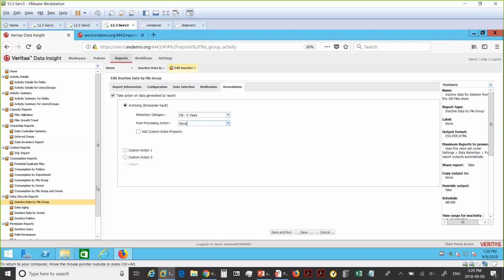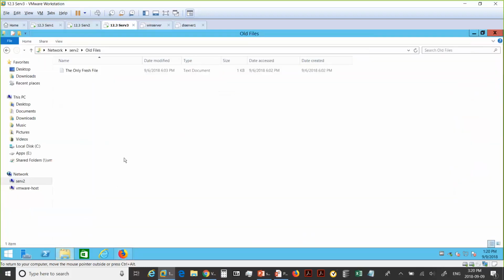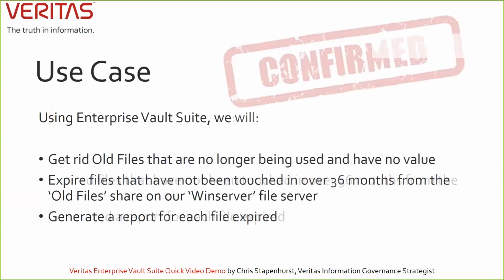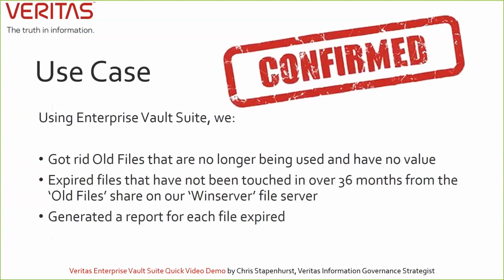So now let's quickly take a look to see if our files have in fact been deleted, and sure enough, all of them are gone except for this one file, the only fresh file that existed in the bunch. And as we can see, this file does not meet the criteria of being inactive for more than 36 months, and so it remained behind. However, all of the 24 other files on this share have been deleted. And so when we look back to our original use case of being able to expire information older than 36 months from the old file share on WinServer, we can say that this particular use case has been confirmed.